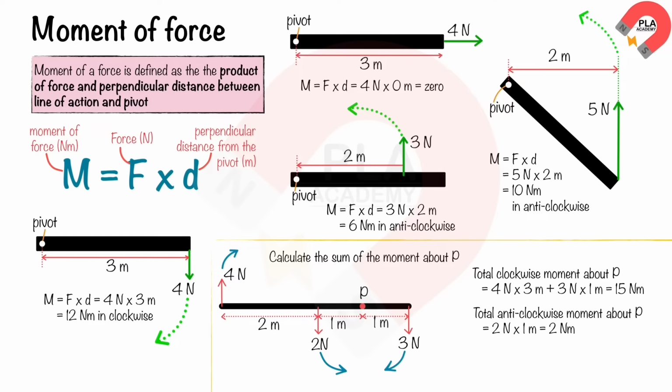You see that the total clockwise moment is larger than the anticlockwise moment, so the resultant moment equals 15 minus 2, which is 13 newton meters clockwise.